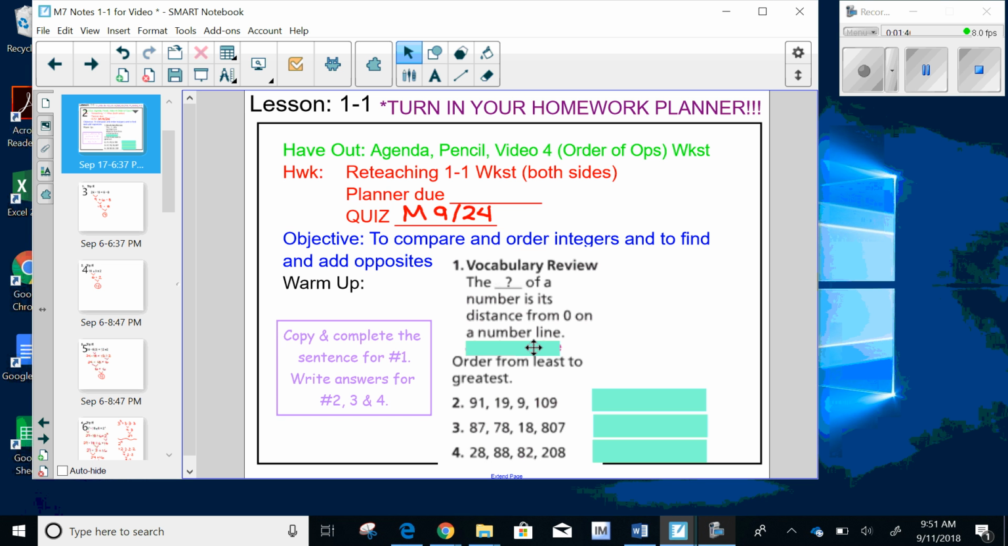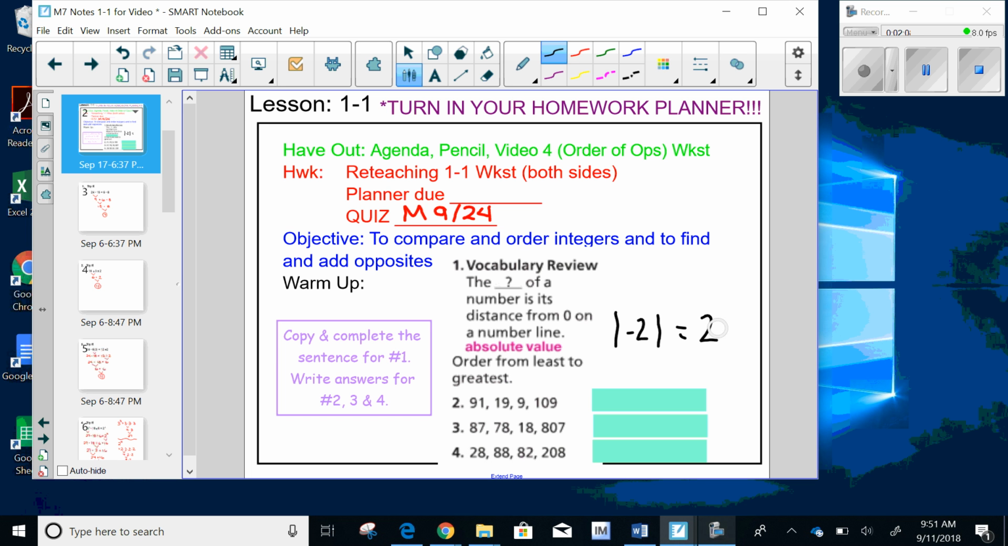All right, hopefully you found in number 1 that the answer is absolute value. So you should have the whole sentence written. The absolute value of a number is its distance from 0 on a number line. And that's written using these vertical bars, and the number they want the absolute value of will be inside there. So for example, if I wanted the absolute value of -2, it would look like that, and your answer would be 2 because the distance from -2 to 0 is just 2. Absolute value answers will come out positive because distance is going to be positive.